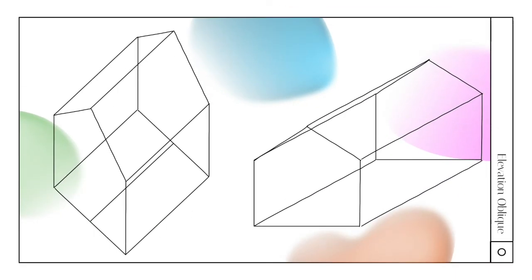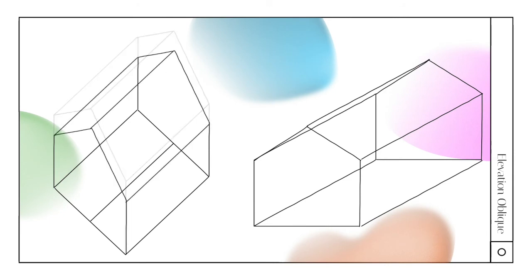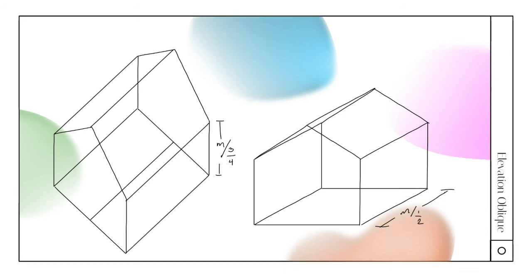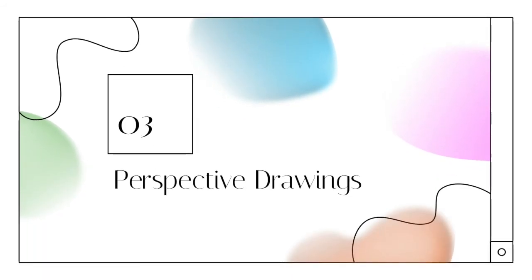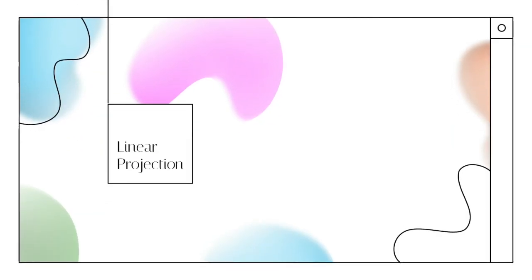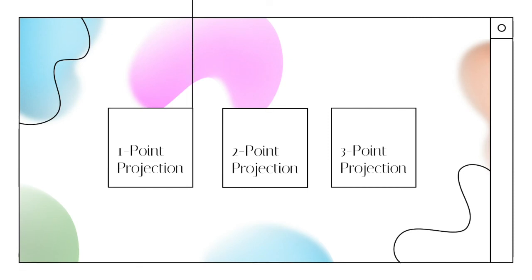These obliques tend to look distorted, hence there is the option to foreshorten the receding lines to 3/4 or even half of their true scaled length to lessen the appearance of distortion. The last of these major drawing systems are perspective drawings, of which linear projections are under. There are three very well-known types of these projections: the 1-point, the 2-point, and the 3-point.